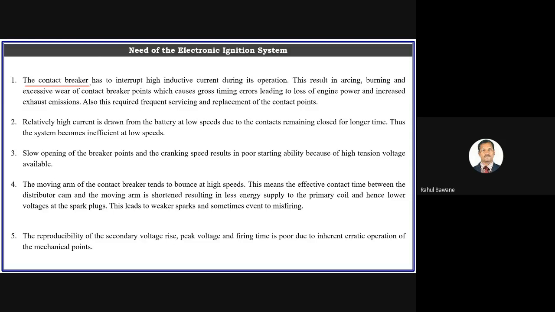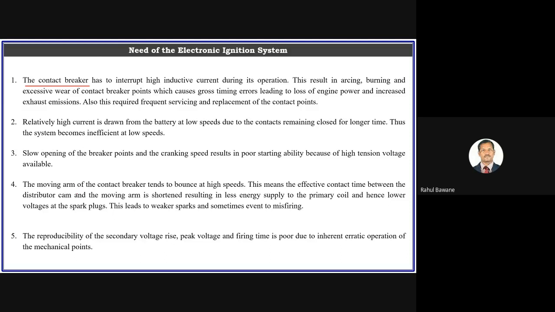Second, the contact breaker point bounces at high speed. At high speed, the dwell period suffers and the movable arm starts bouncing. Because of this, proper contact will not be there, so proper voltage or proper duration of spark is not obtained. Then there is slow opening of the breaker point, and the cranking speed results in poor starting ability because of the high tension voltage available.